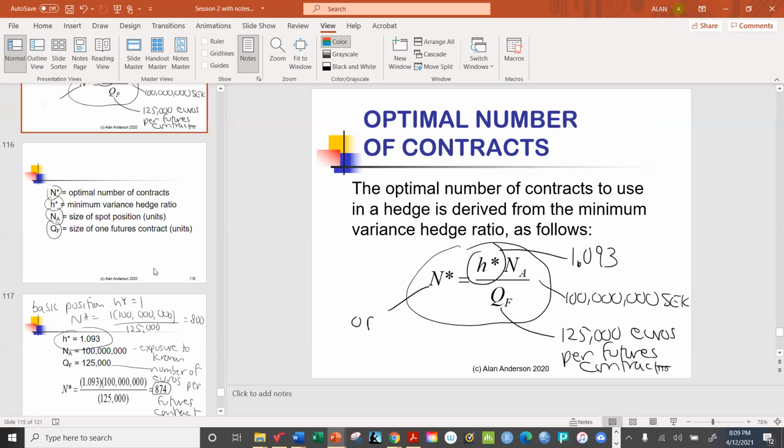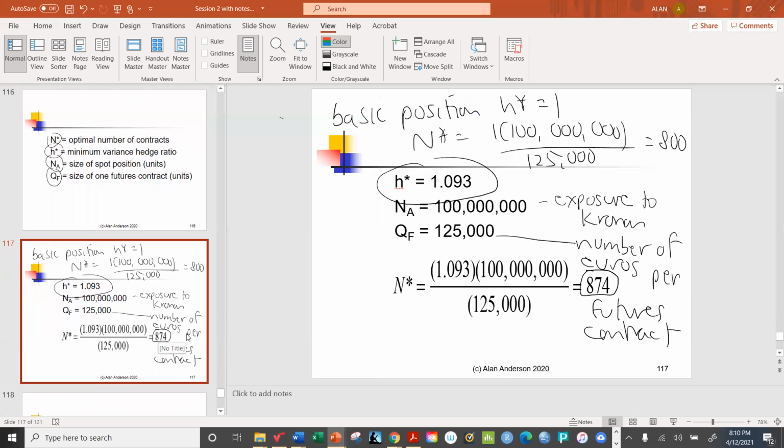And so finally, this is the optimal number of contracts. Okay, so we're going to plug in all these numbers and we're going to come up with a number. Remember, we're buying 100 million Swedish kroner in a few months. How many contracts do we need to hedge our risk? Okay, so when we plug in all these numbers, you can see that that turns out to be 874 contracts are needed.